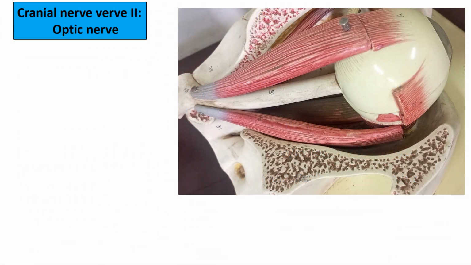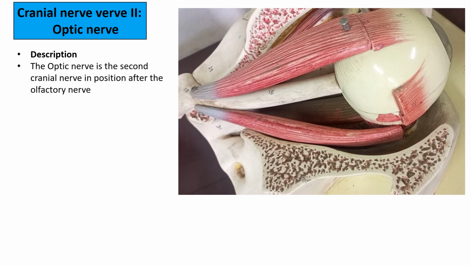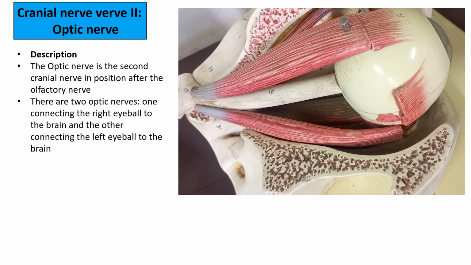On this slide, I'm going to give a brief description of the optic nerve. So the optic nerve is the second cranial nerve in position after the olfactory nerve. This is on the basis of how it is attached to the brain. So it becomes attached to the brain immediately after the olfactory nerve fibers have emerged from the olfactory bulb. So the optic nerve is the second cranial nerve in that respect. And the optic nerve is normally paired.